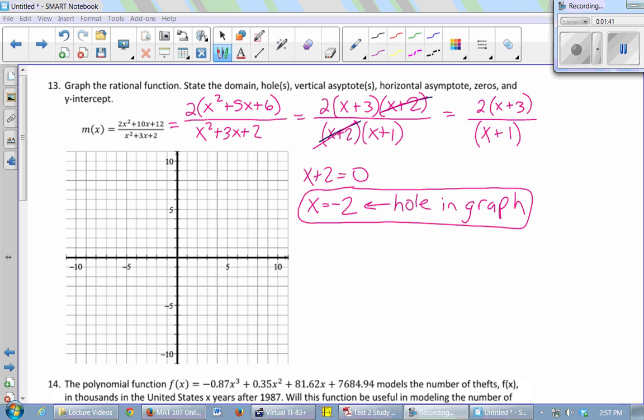To figure out the y value of that hole, you plug -2 into the reduced version of the function. So if I put a -2 in there, then I get 2 over -1. Yeah, -2 plus 3 is 1, times 2 is 2, so my numerator is 2, and -2 plus 1 is -1. Hole in the graph at (-2, -2).